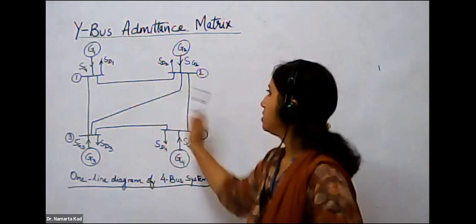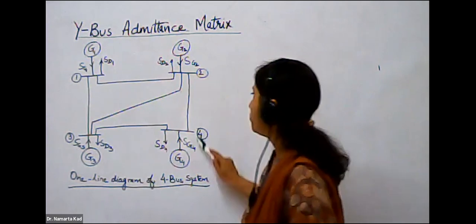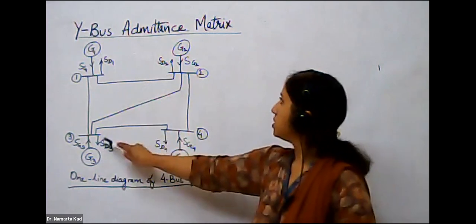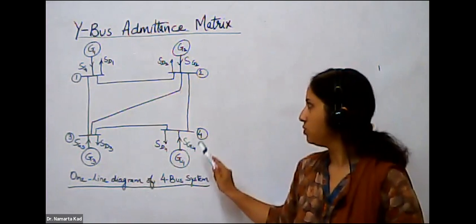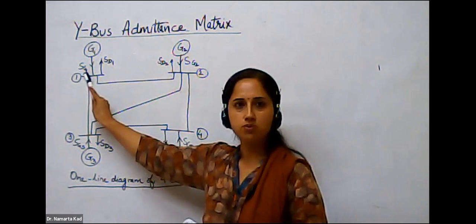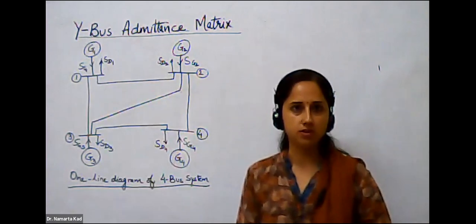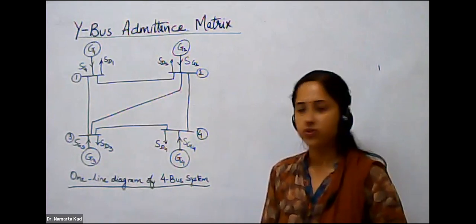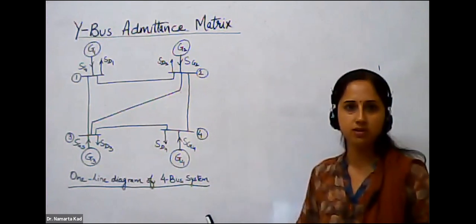And here you can also see that 1 and 3 are connected, 1 and 2 are connected, 2 and 4 are connected. Then 3 and 4 are connected. Then 3 and 2 are also connected, but there is no connection between bus number 1 and bus number 4. And here SG1 represents the generator power input to the bus, and SD1 represents the power taken out from any bus. D means the demand and G means the generated power. This type of figure is called the one-line diagram of the 4-bus system.